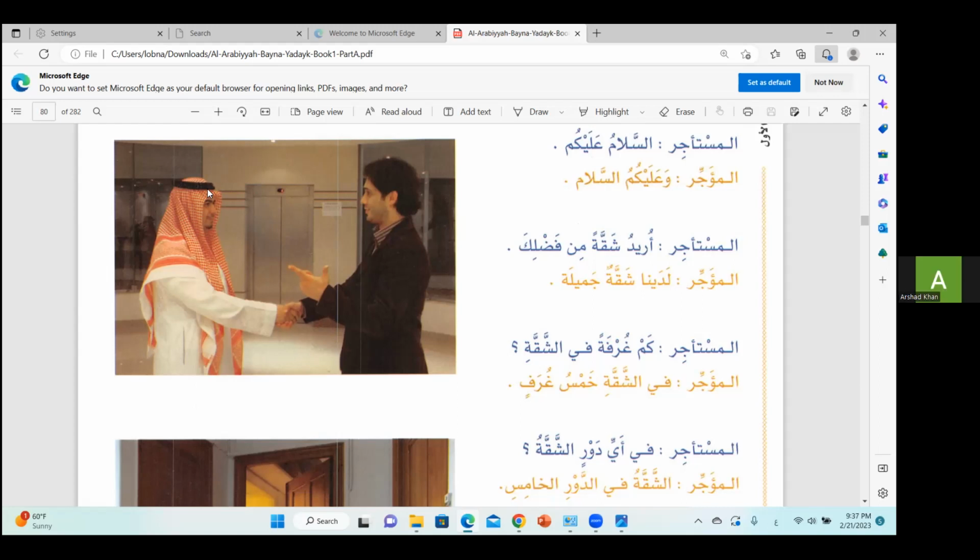So keep this word in mind. Inshallah, you'll find it in narrations also. Ghurfatan is basically rooms. كم غرفة في الشقة? How many rooms in the apartment? في الشقة خمس غرف. خمس is 5 rooms.